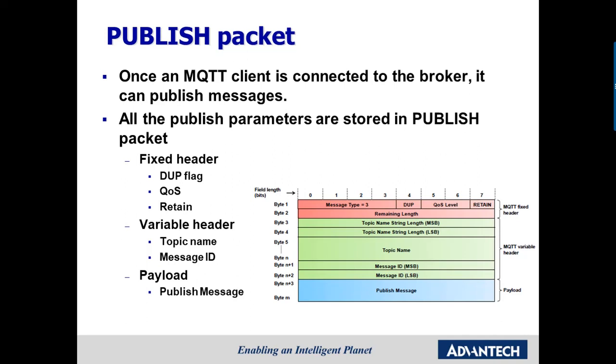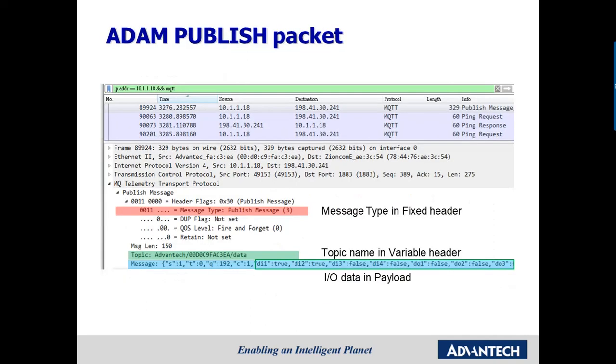When the ADAM module wants to send the I/O data to the broker, it will send a publish packet to the broker. The published packet will have the following parameters, just as in the picture below. This slide clearly shows the information stored in the published packet. As you can see here, the I/O data of ADAM is stored in the payload.